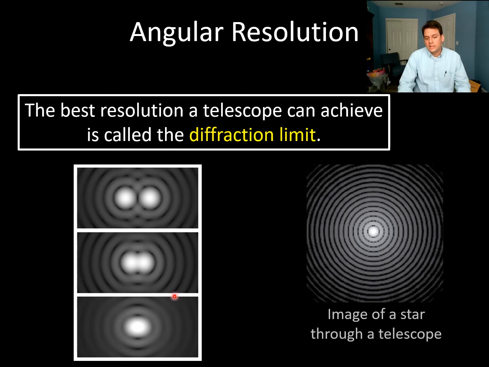And so finally you get down to this bottom picture, and some people would squint and say, yeah, I think I can see two different objects, but they're close. And other people would look at this and say, no, that's just one object, right? And so this is a good example of how the diffraction limit really does prevent us from getting infinite resolution.